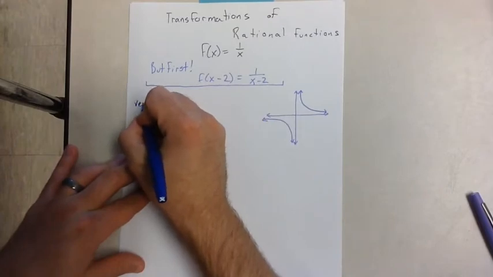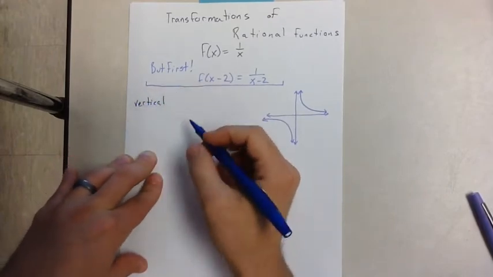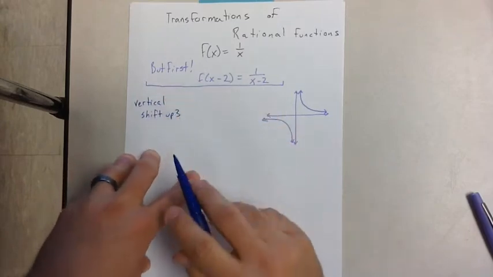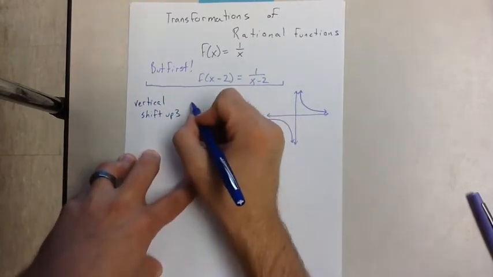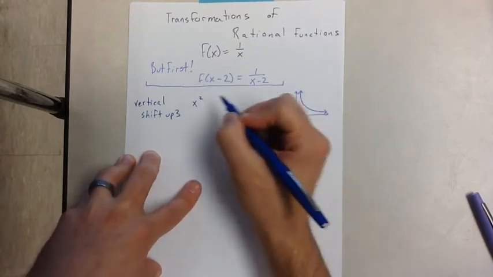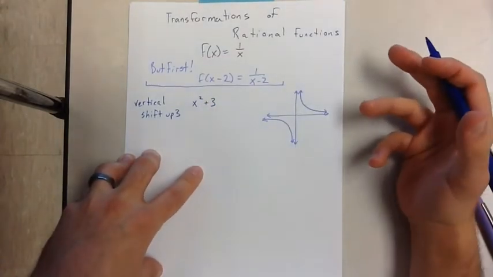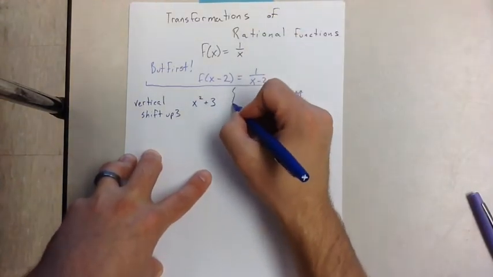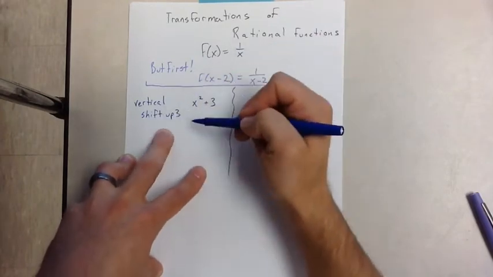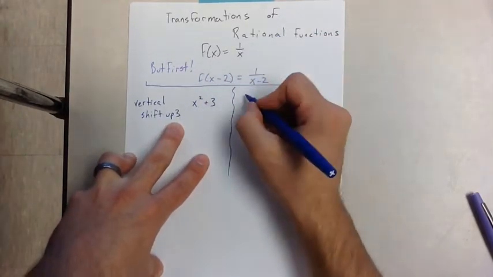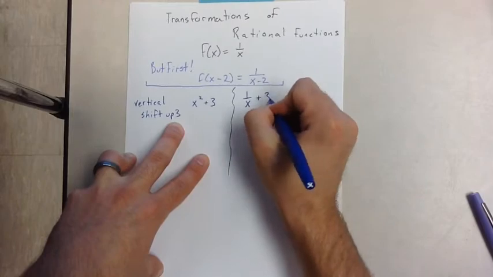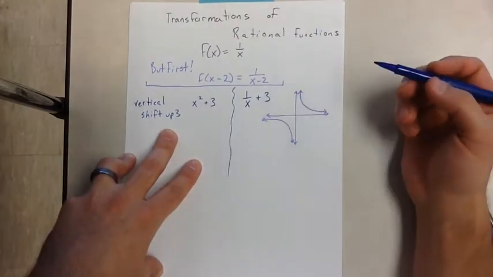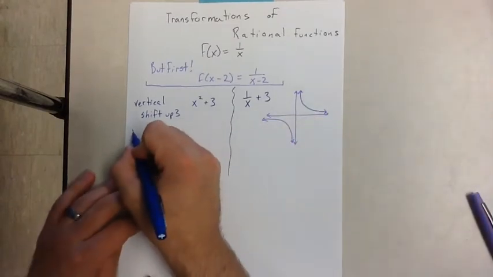So when we wanted to do a vertical shift, say up 3, for the quadratic function, we would take x squared and simply add 3 to that. Well, the same can be said about 1 over x. So if I want to apply a vertical shift up 3, I would say 1 over x plus 3. And that applies a vertical shift of 3. So imagine I want to do a horizontal shift.